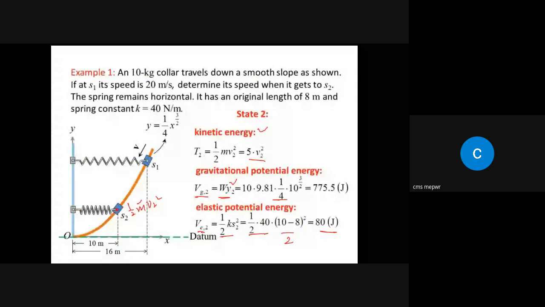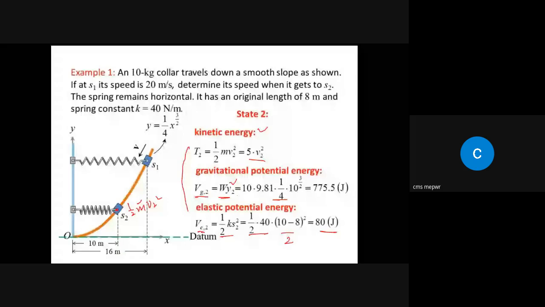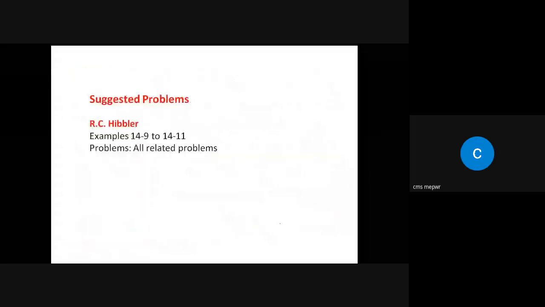Now what we will do, add this one and add this one and put them both together. Both should be equal. T1 plus Vg1 plus Ve1 should be equal to T2 plus Vg2 plus Ve2. When you put those values, there is one unknown which is V2, and from here you can find out V2, right? Yes, sir.